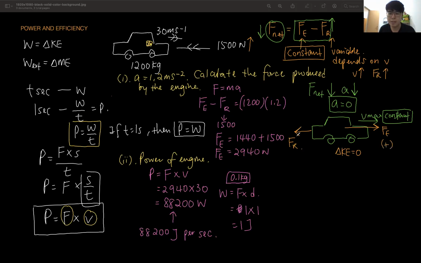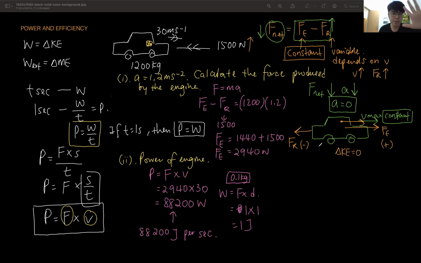This is doing positive work. This is doing negative work because the car is having a displacement to the right. So this is same direction, positive work. This is negative work. Doing positive work, I give it a certain amount of kinetic energy, but the air resistance is doing negative work. It takes the same amount away. That's why it is moving at constant velocity.